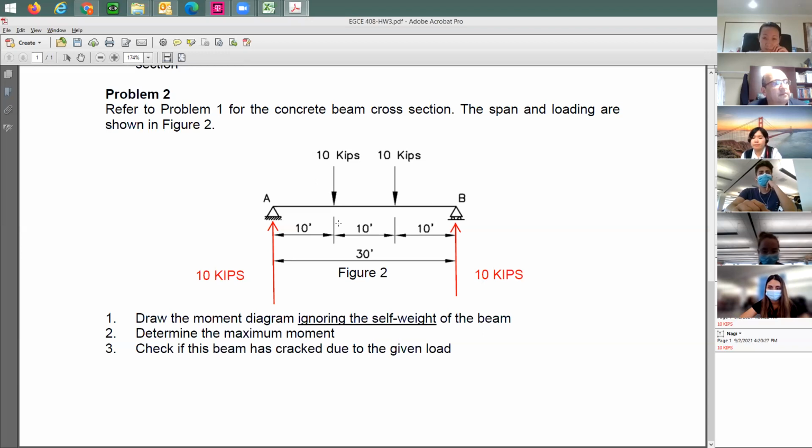Now, the moment here is going to be equal to 0. And the moment on the other side is going to be equal to 0. Since I have symmetry, I'm expecting the moment on this side to be the same as the moment on that side.